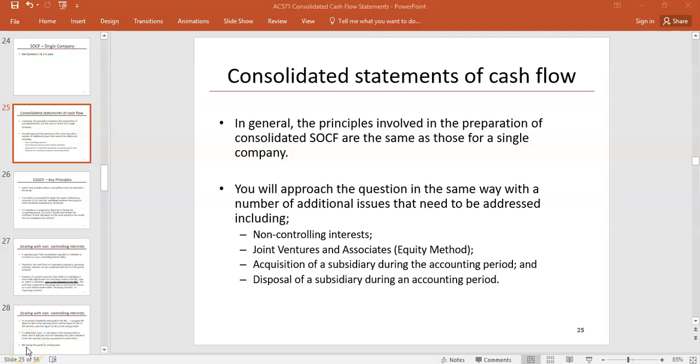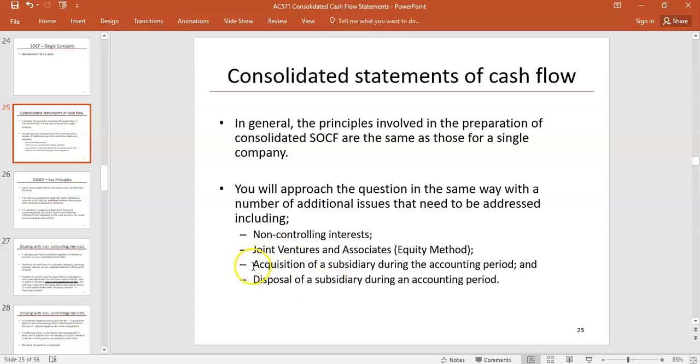For the second part of this lecture, we're now looking at what are the consolidated related adjustments that we can have for a statement of cash flow question. And we said the main ones are very similar to what we've done from week 1 to 6 in semester 2. Non-controlling interests, joint ventures and associates, how to deal with the equity method investments, acquisition of a subsidiary during the year, or disposal of a sub.